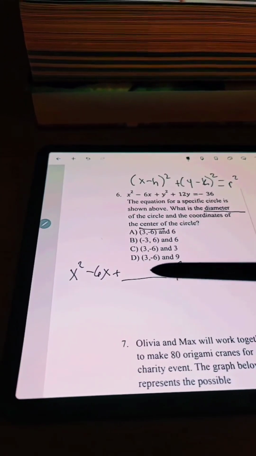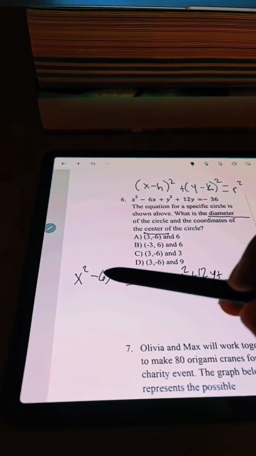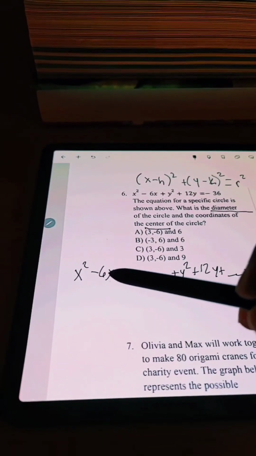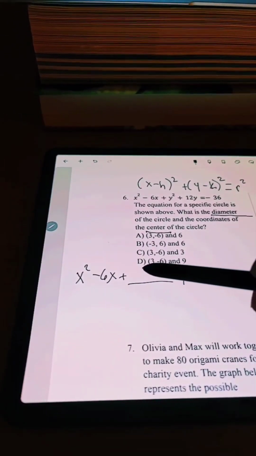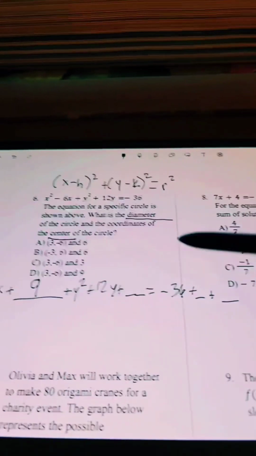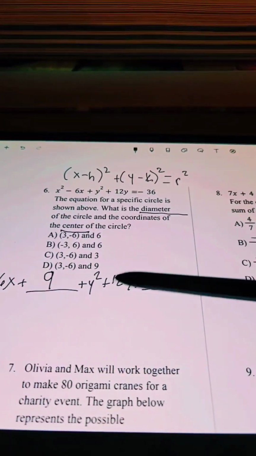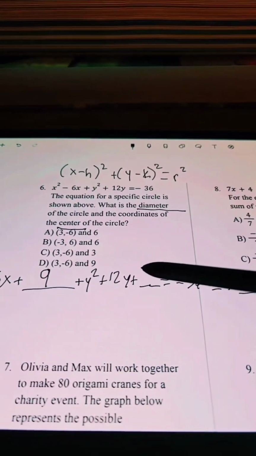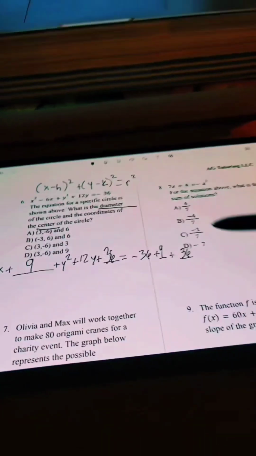So we're going to figure out what goes in this blank space right here by dividing whatever's being multiplied by x by 2, and then squaring it. So negative 6 divided by 2 is going to be 3, and then 3 squared is going to be positive 9. And then you're going to do the same thing here for the y portion. So it's instead 12 divided by 2, which is 6, and then 6 squared, which is 36. So it's going to be plus 9 plus 36, also on the other side.